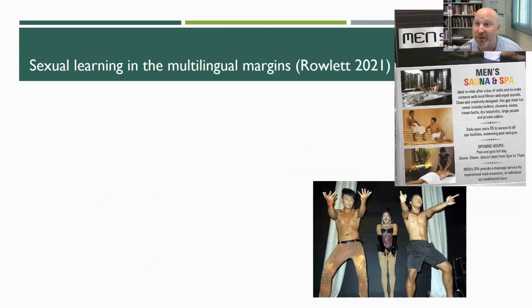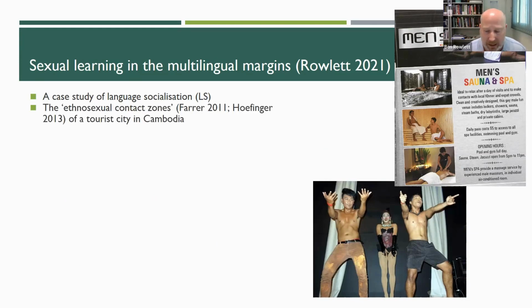So in the remaining half of this talk, I want to demonstrate a queer applied linguistic approach via a case study of language socialization from my research in Cambodia. I'm going to be looking at some interview data from that study. In this study, I was looking at the discursive and sociopragmatic construction of same-sex relationship practices between local men and the visitors that they served in the queer ethnosexual contact zones of a tourist city there. An ethnosexual contact zone is where people from different ethnicities come together in order to form relationships.